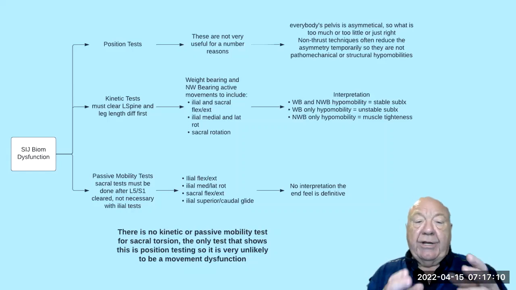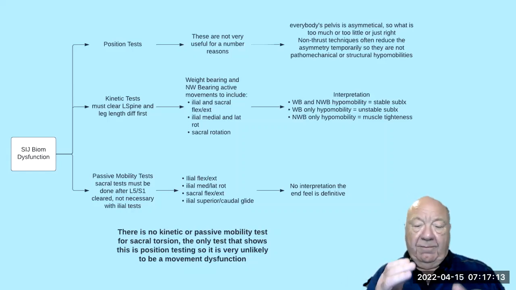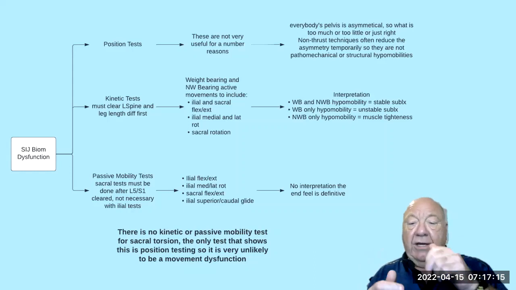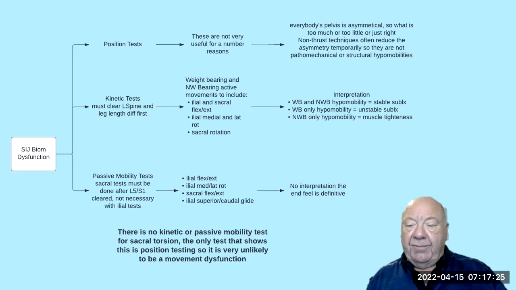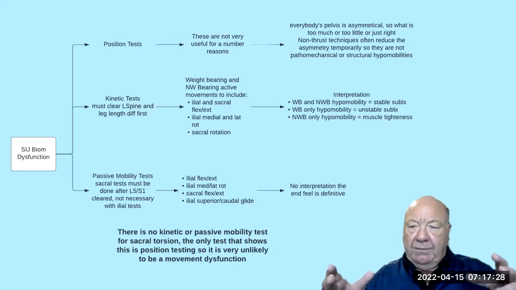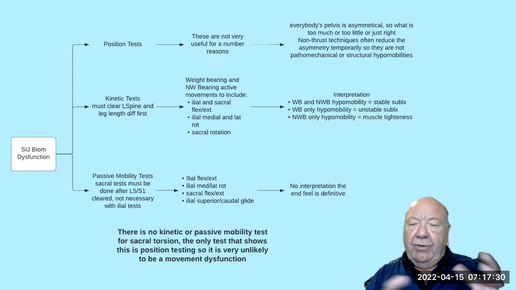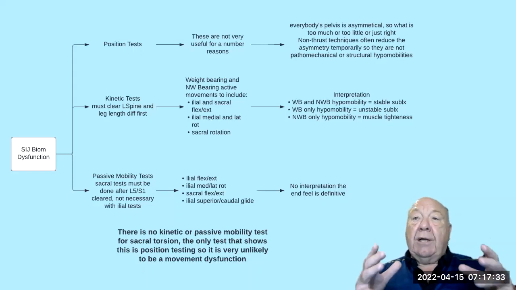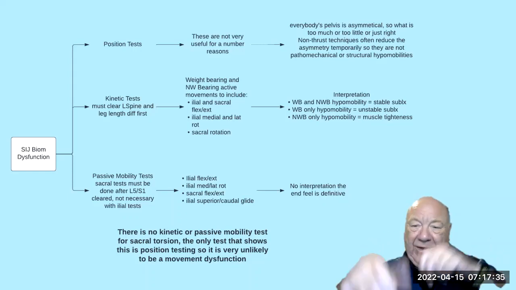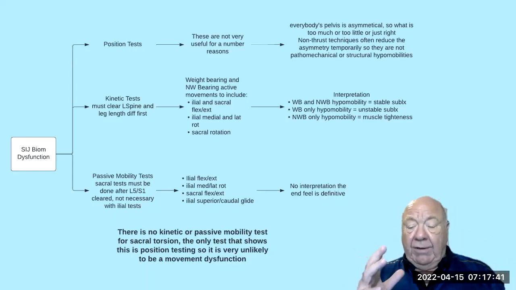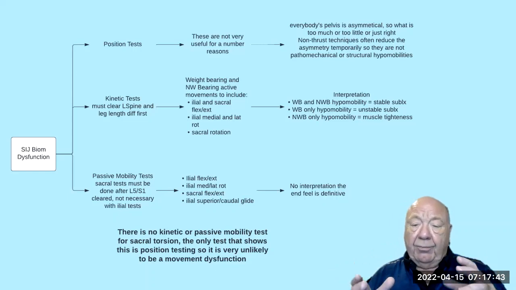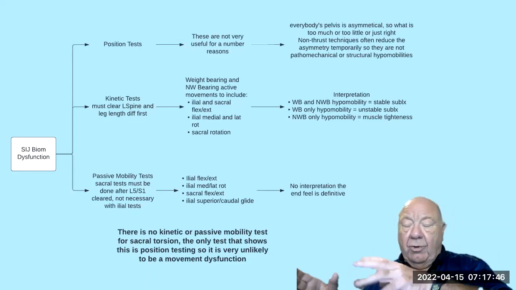The other entry point is kinetic tests, where you actually stick your digits on, say, the PSIS and S2, and you have them bend forwards, bend backwards, sideways, lift their leg up, and so on. And you have to do weight bearing and non-weight bearing tests, and have to interpret which tests are positive, which tests are negative, to give you the diagnosis. So if you've found a hypomobility, so that your thumb wasn't moving on one side as much compared to the other side, then is it present in weight bearing and non-weight bearing, or only in one or the other?